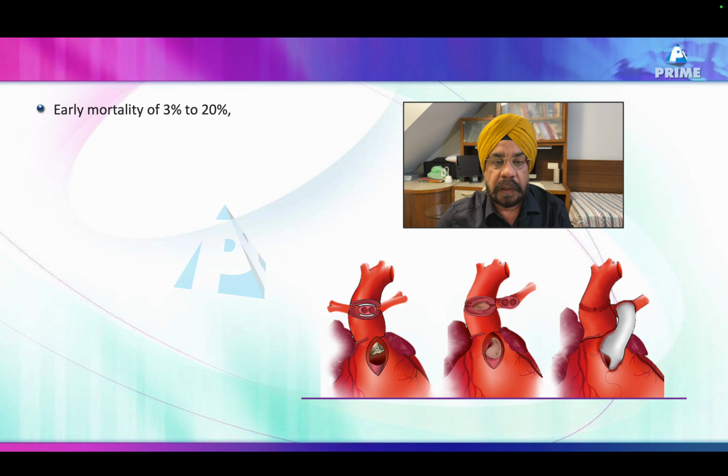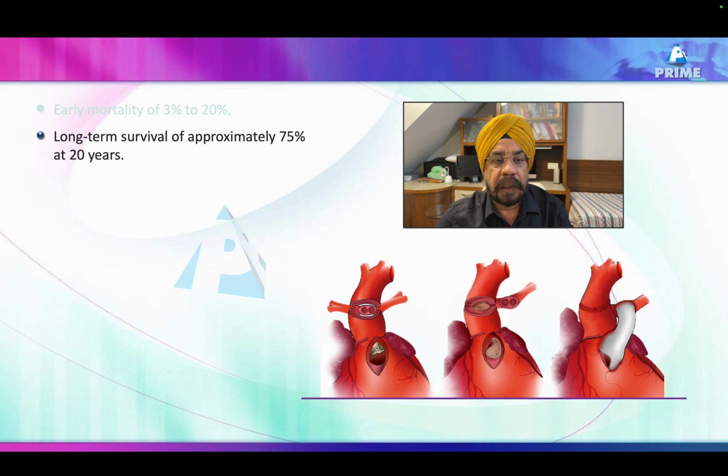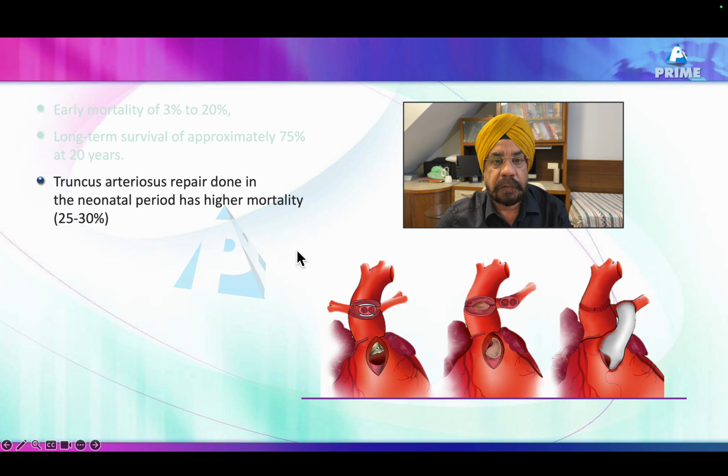The mortality is to the tune of 3 to 20%, even in recent years. And the long-term survival, as compared to TGA, which is about 99%, the overall survival after 20 years is 75% only, 25% of patients die. And if we end up doing a surgery, or are required to do some surgery because of interruption of the aortic arch or for any other reason or heart failure, then the chances of mortality are very high.